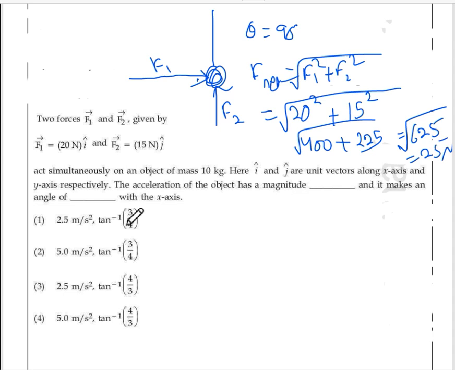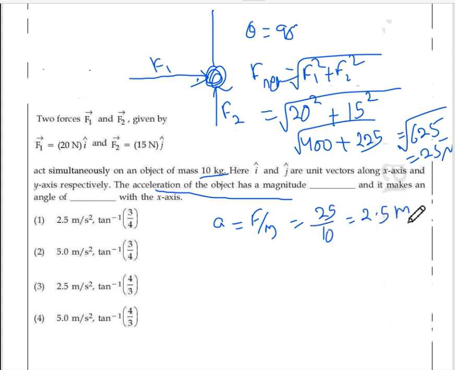But the question is asking to find the magnitude of the acceleration of the object. So acceleration will now become force divided by mass, and the mass is given here as 10 kg. So this will become 25 by 10, which is 2.5 meter per second squared. So option A has 2.5.